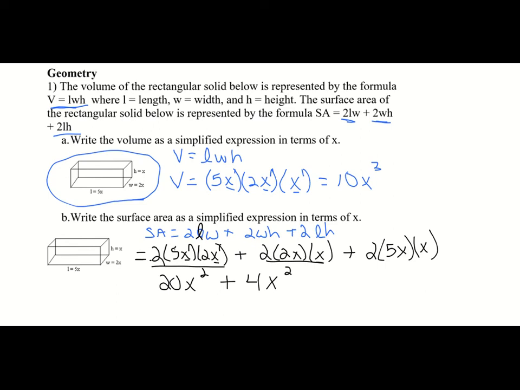Plus 2 times 5 is 10. x times x is x squared.